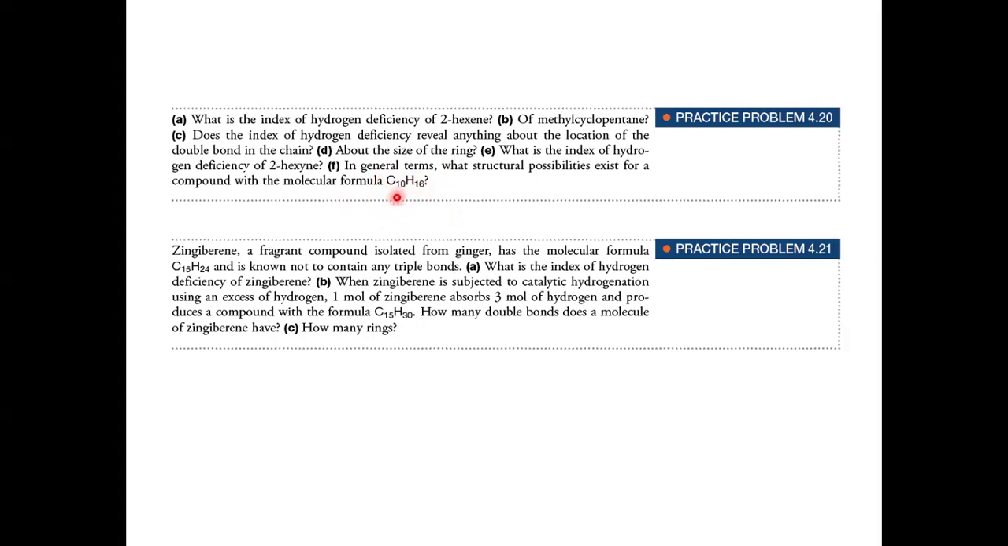So if you have 10 carbons here, you calculate from the molecular formula for a normal alkane. It will be C10H20 plus 2, so H22, and you can have 22 minus 16. So what is the difference? And you can calculate the IHD.